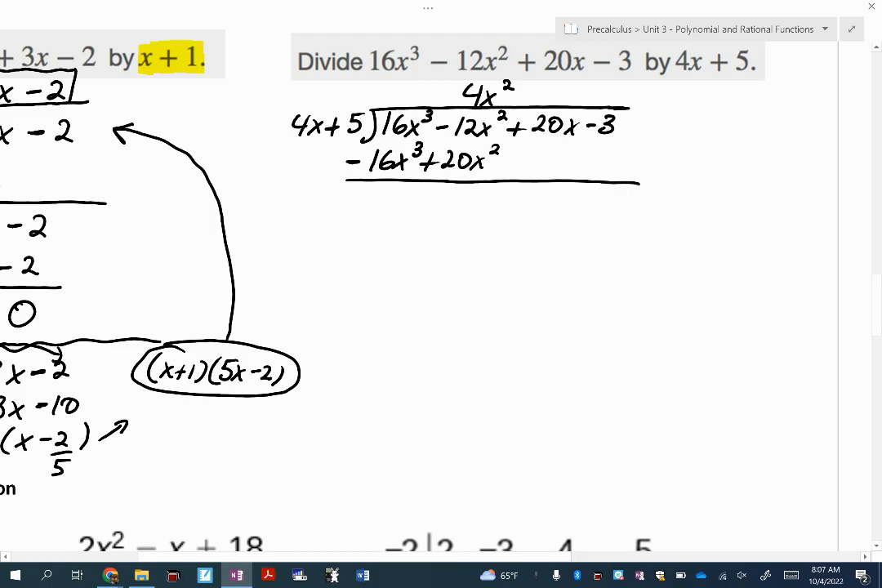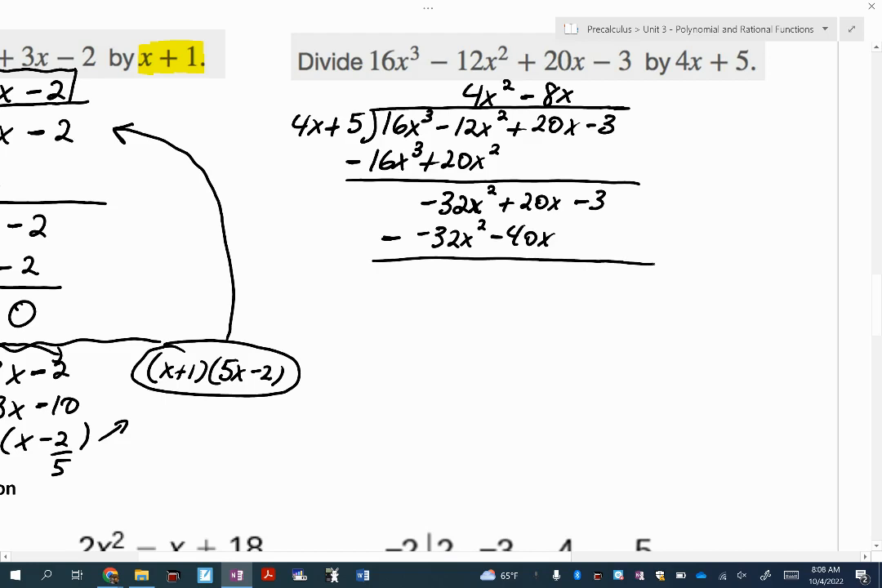Subtract. And you get negative 12x squared minus 20x squared, which is negative 32x squared. Bring down the 20x and the minus 3. So now I'm going to do something times 4x to give me negative 32x squared, which is minus 8x. That gives me negative 32x squared. Multiply the negative 8x times 5, which is minus 40x. Subtract. So that's going to be 0. 20x minus a negative 40x is really adding to get 60x. Bring down the minus 3.